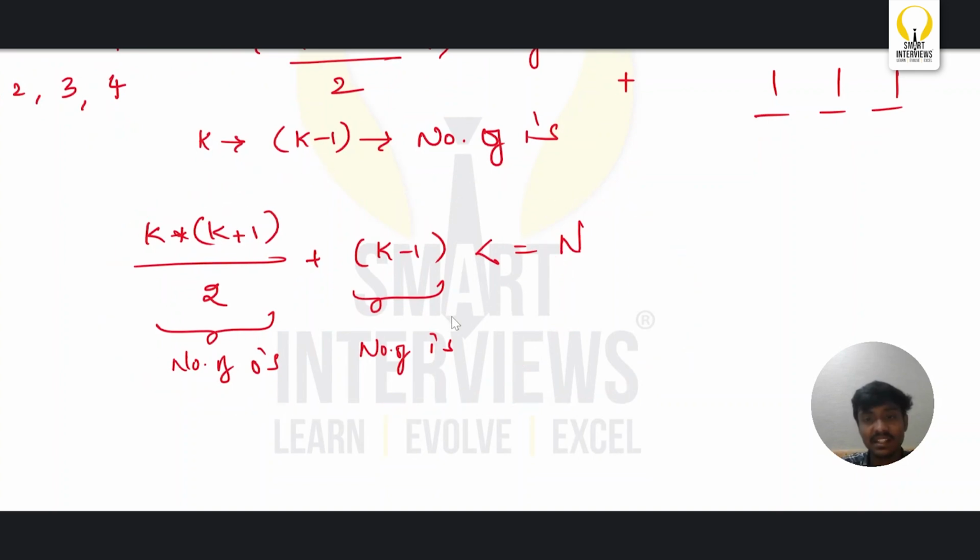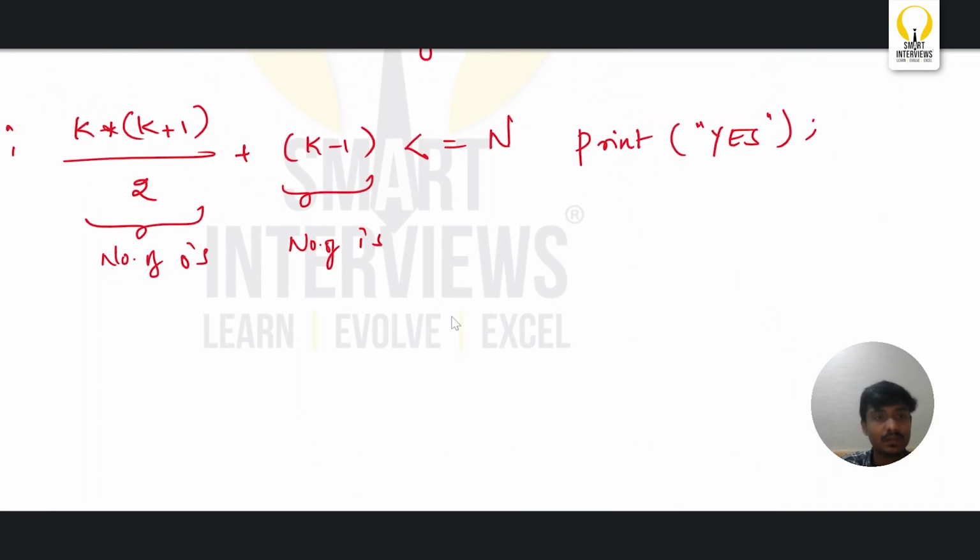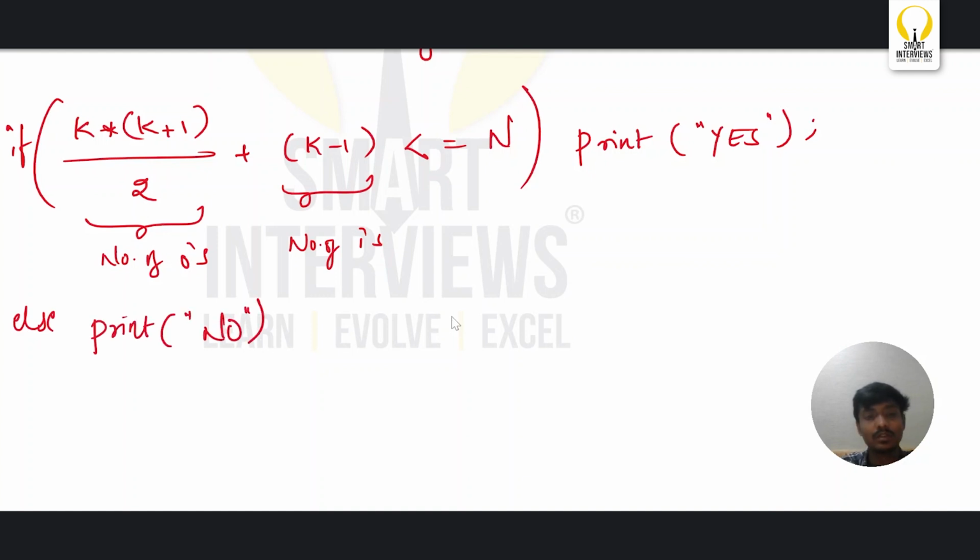If this is satisfied, you will print yes, otherwise, if else, you're going to print no. So let's dive into the coding part.